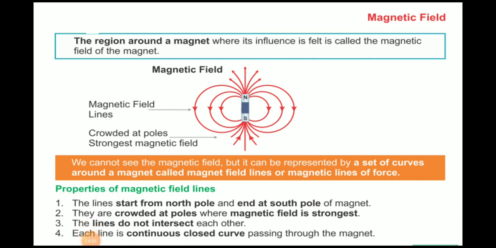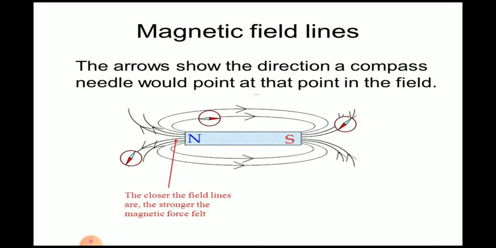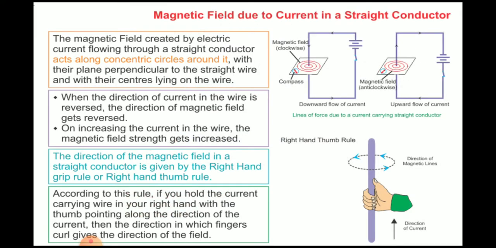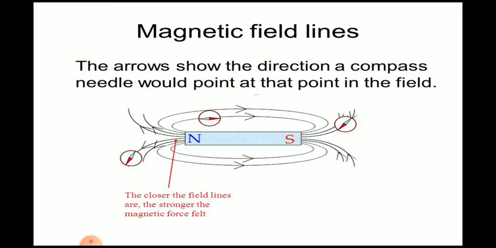Where the lines are closer, the field will be stronger. These lines are always tangent to the path. Each line is a continuous closed curve passing through the magnet. Magnetic field lines originate at the north pole and end on the south pole.